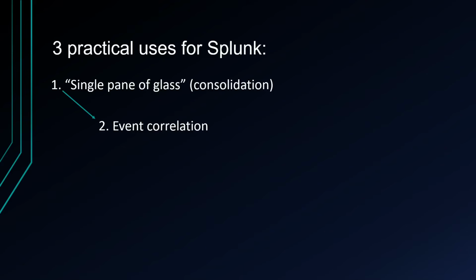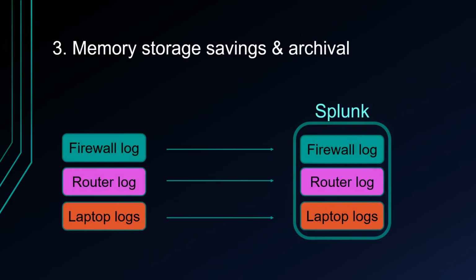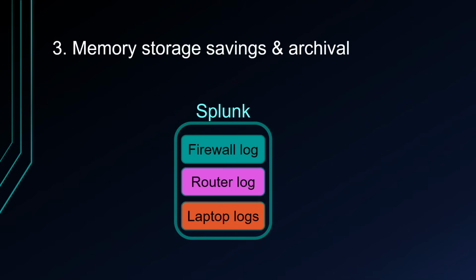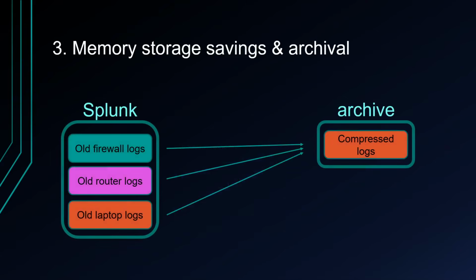Now let's take a quick look at memory storage savings and archival. Once event logs are copied to Splunk, they can be deleted from the firewall, the router, and the laptops. This way you only store them in Splunk, and that saves on storage space on each piece of hardware because you don't have to store those logs on that hardware anymore. Not only that, when it comes time to delete old logs or to put old event logs in long-term storage, Splunk gives you one place to pull those logs from.